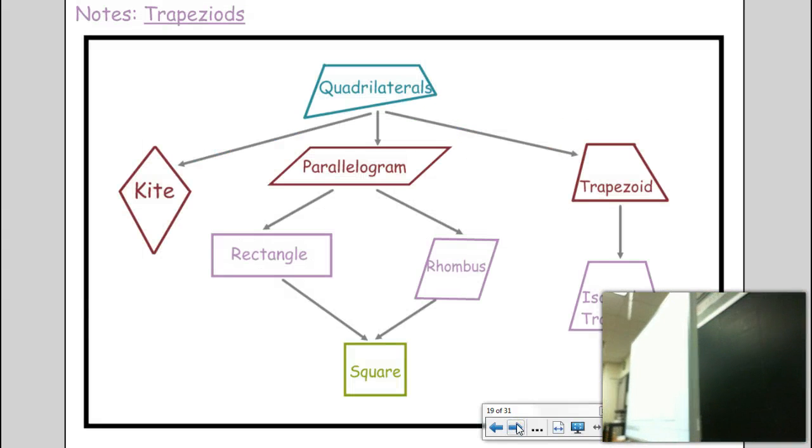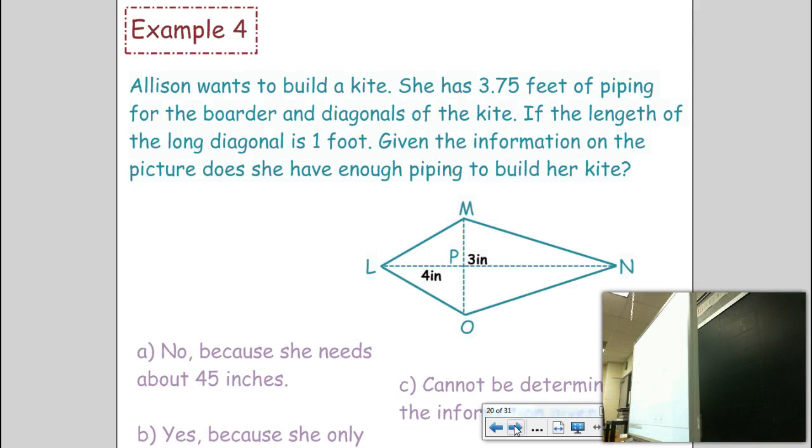You're doing great. Oh, that's just the family tree. Do y'all have this one, Allison? Some of you have it and some of you don't. 3 inches, 4. Yep, you got it. Okay, good.